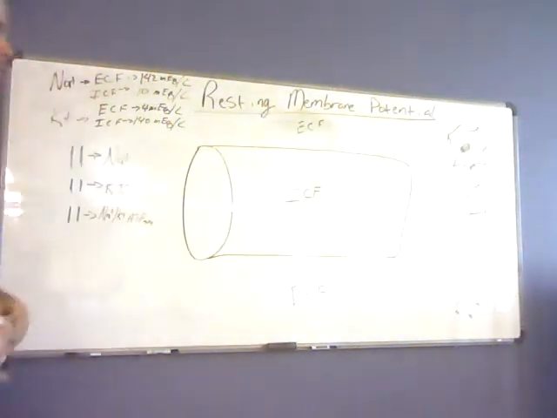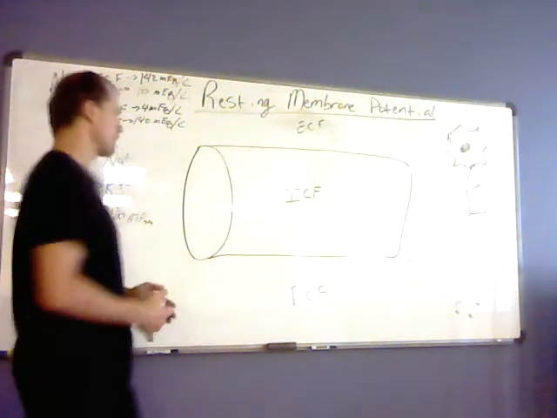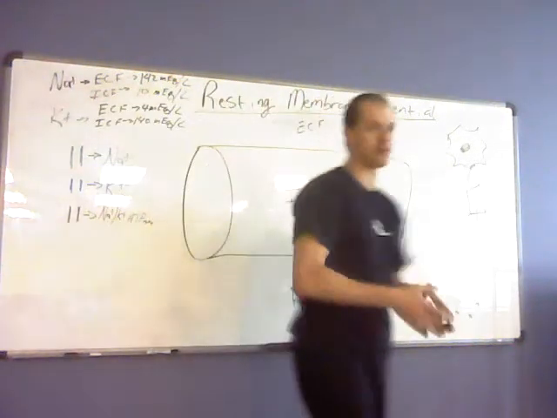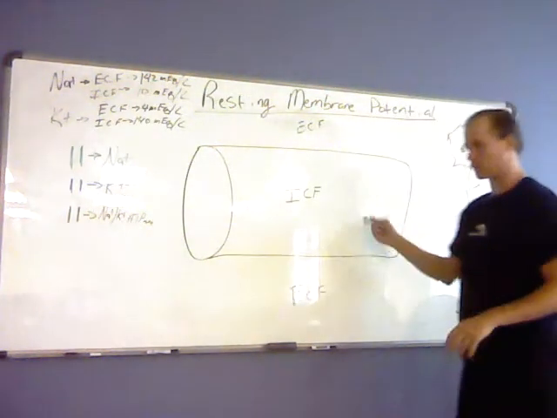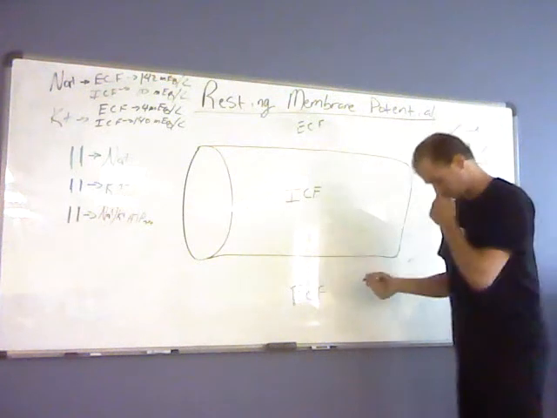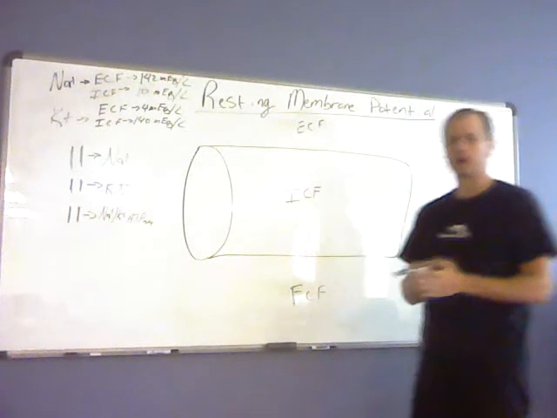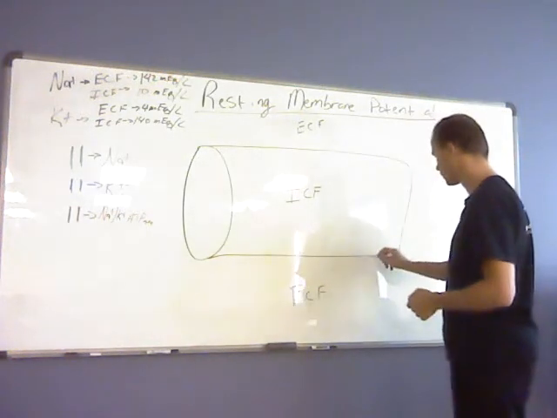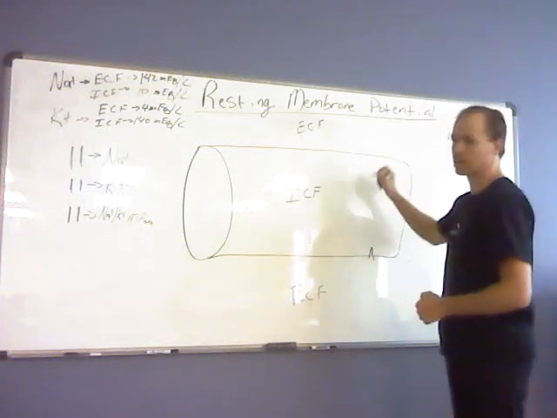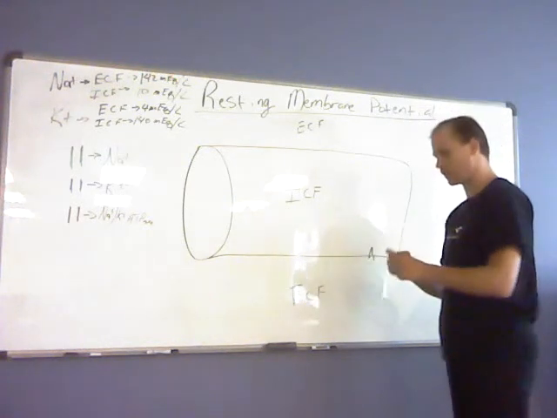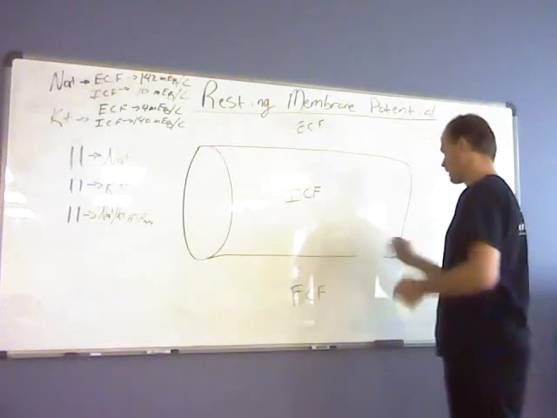Okay, so basically what resting membrane potential is, in a very general sense, think of it as an electrical charge that the cell carries. So if I was to take a voltmeter and compare the charge between the intracellular fluid and extracellular fluid, I would have some kind of an electrical charge. Okay, so that's what we're saying here.